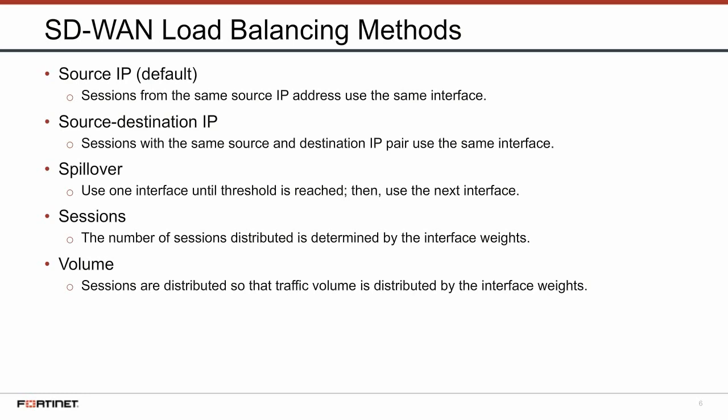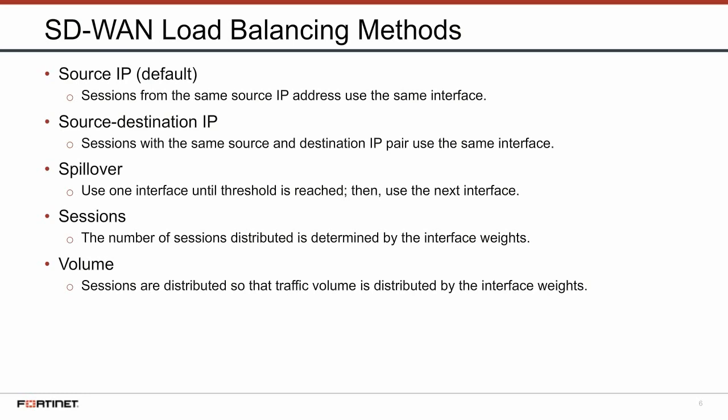Source IP. Traffic from the same IP address uses the same link. Source destination IP. Traffic from the same pair of source and destination IP addresses uses the same link. Spillover. This method is similar to the spillover method used by ECMP. A link routes all the traffic until the volume reaches a threshold. After that, another link is used.